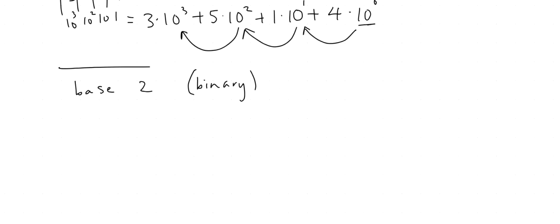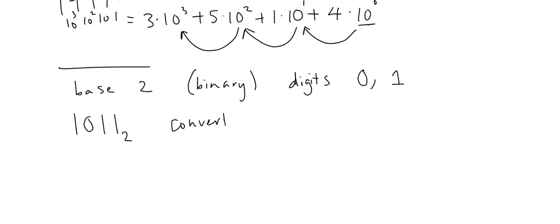And base 2 has digits 0 and 1, and it doesn't have any other digits. So the numbers in base 2 only have 0 and 1. And computers will use binary to process code. So let's see an example. When we have the number 1011 in base 2, what happens when we want to convert to base 10? Having a subscript of 2 means that it's in base 2.